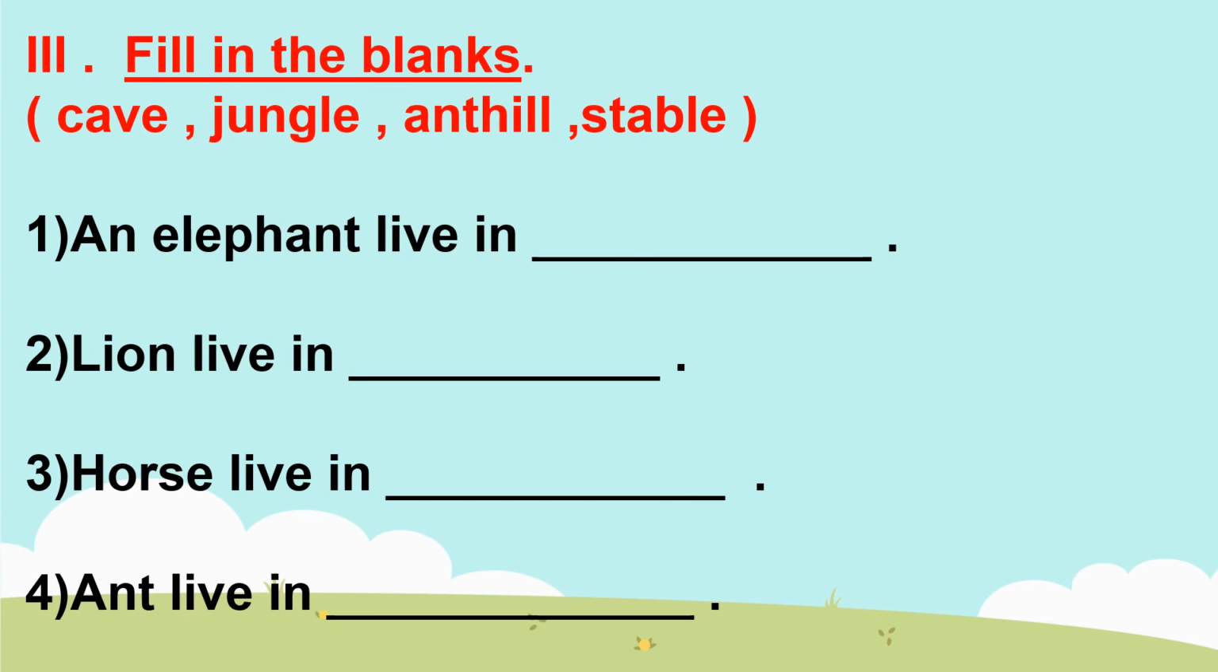Next, number 3, horse lives in dash. Which is the correct answer? Yes, very good, stable. So your answer is horse lives in stable. Number 4, ant lives in dash. Very good children. Ant lives in ant hill. Understood? Children, you have to write down this homework in your EVS notebook.